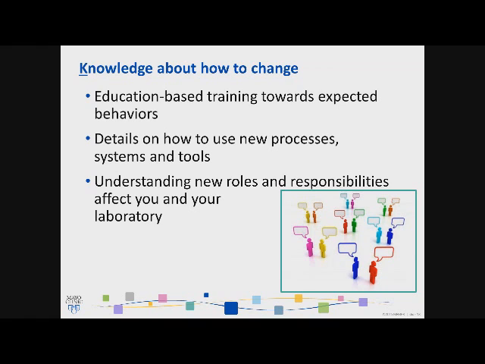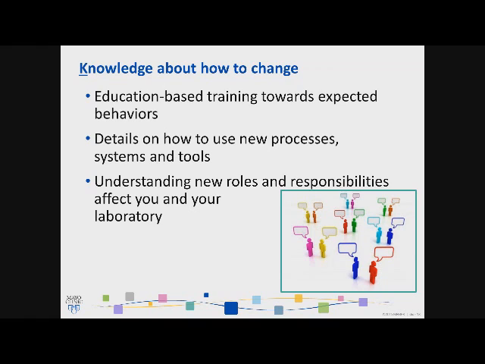We also want to give the details on how to use new processes. There's always new processes on making the laboratory a lean and safe institution. We want to use systems and tools to always get better and understand new roles and responsibilities to affect your laboratory, because you are important.